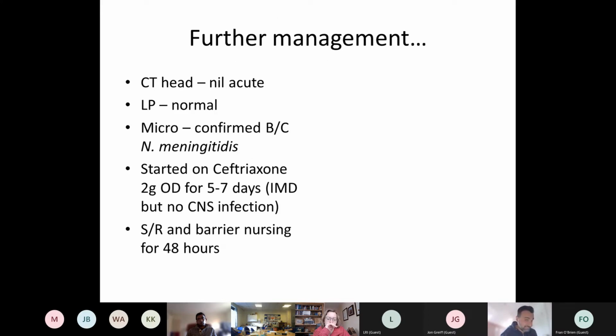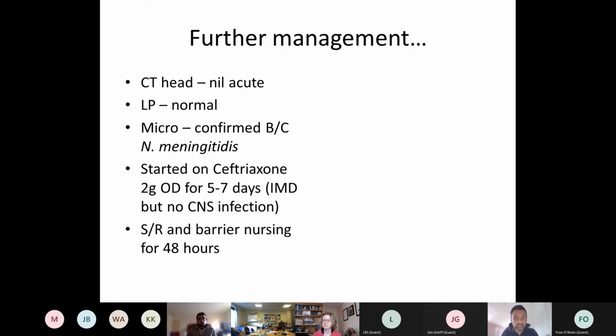So he ends up having a CT head anyway, which was standard, I guess, from A&E and AMU, which is normal. And the LP is done, it actually looks normal as well. But microbiology do confirm that that blood culture result was of Neisseria meningitidis. So he's got a Neisseria bacteremia. So he's given ceftriaxone, which is perfectly standard for Neisseria. 2 grams once a day this time for 7 days.